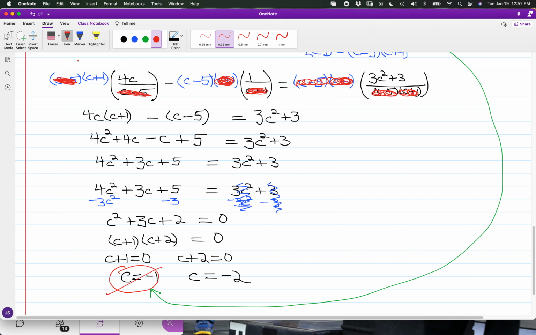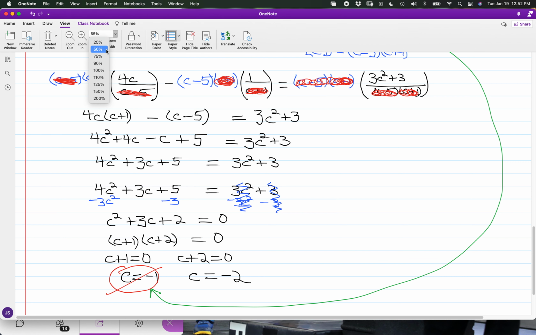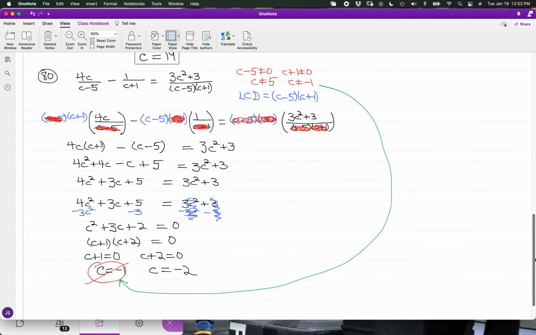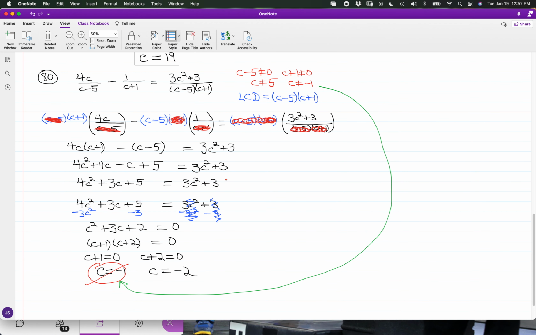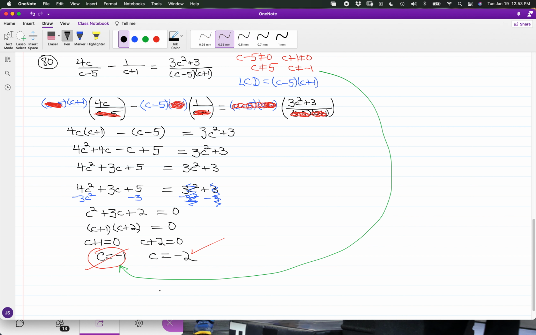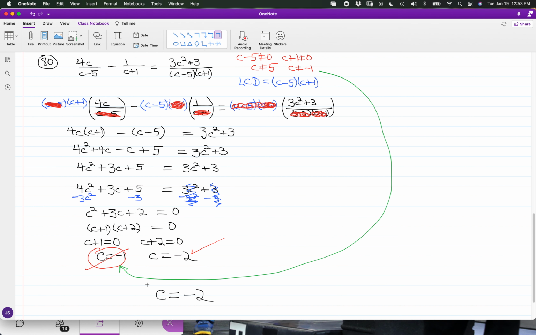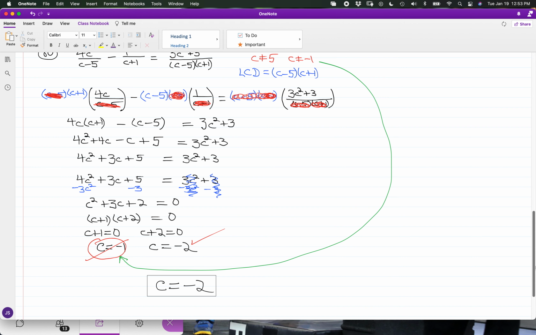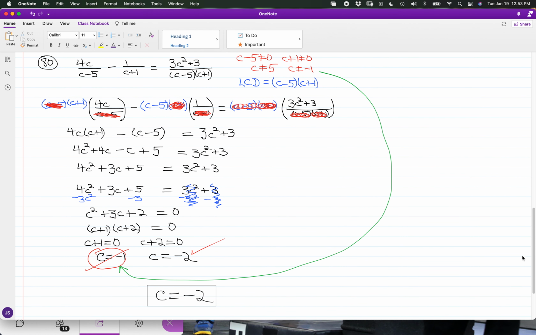But in the case of negative 2, the restrictions are not being 5 or negative 1, so that part is satisfied. So for number 80, there could have been up to 2 solutions, but since negative 1 did not fit the second imposed restriction, there's only one value that will work, and that is going to be negative 2. And again, for rational expressions, we want to avoid zero-valued denominators.